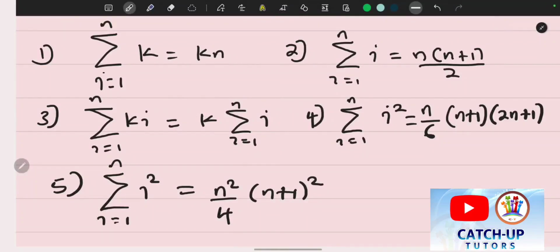Good day everyone. In today's class, we're gonna go over introduction to summation formula. The summation is denoted by sigma, which is here. As you can see, we have about 5 properties here, 5 formulas.